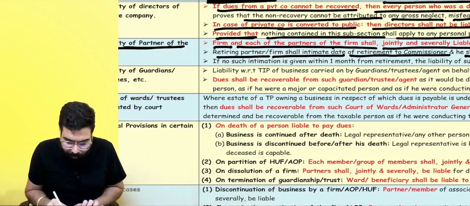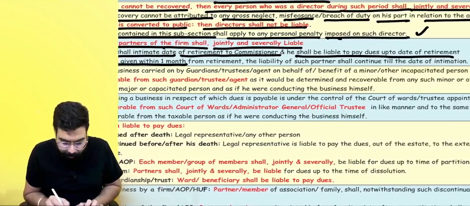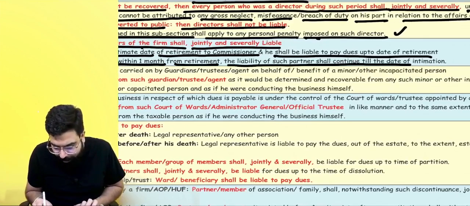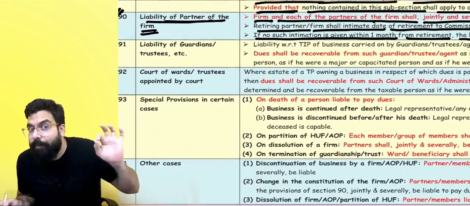It says, if no such intimation is given within 1 month from retirement, the liability of the partner shall continue up to the date of intimation.